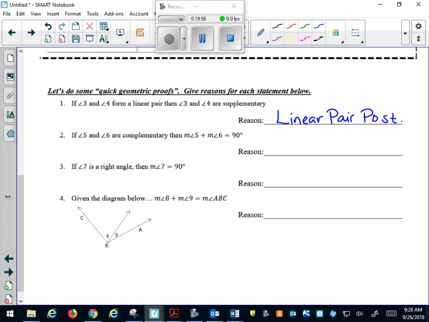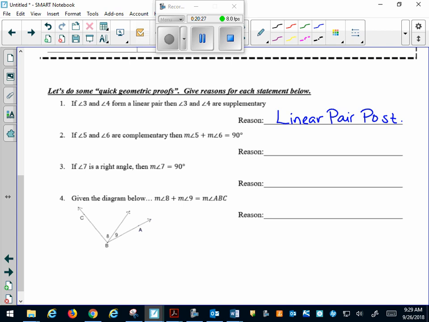All right, let's look at the next one. If angle 5 and angle 6 are complementary, then the measure of angle 5 plus the measure of angle 6 equals 90 degrees. So think to yourself, if I said to you, hey, 5 and 6 are complementary, and you thought to yourself, aha, that means they add up to 90.